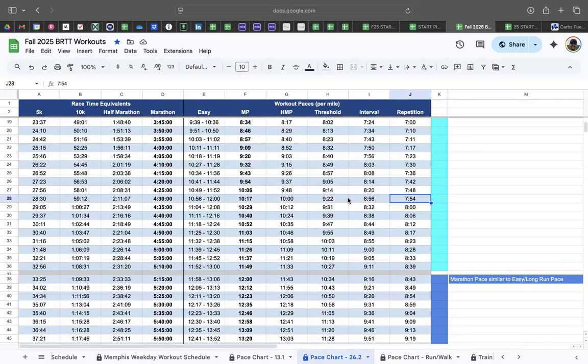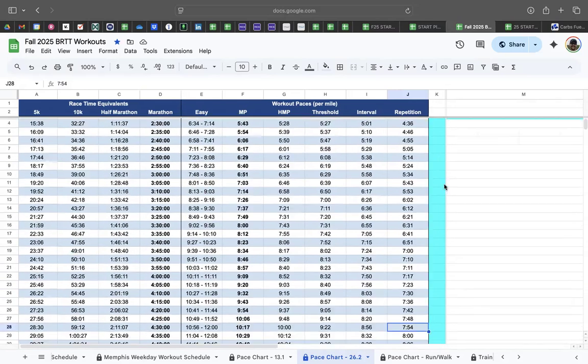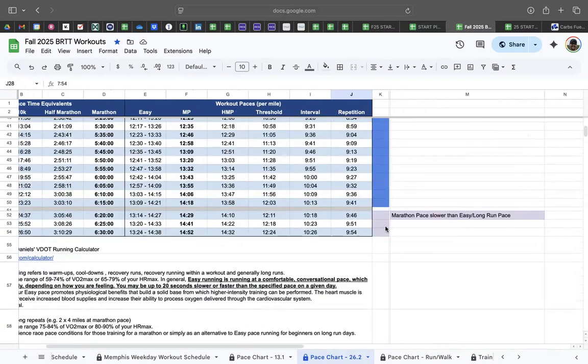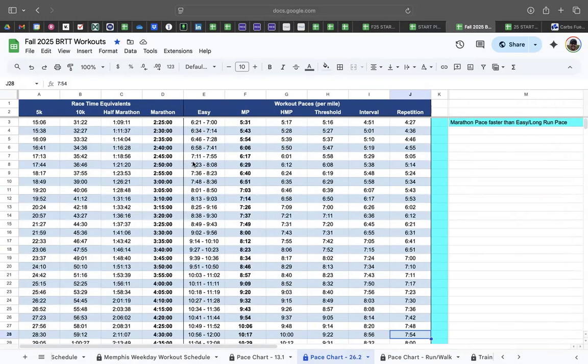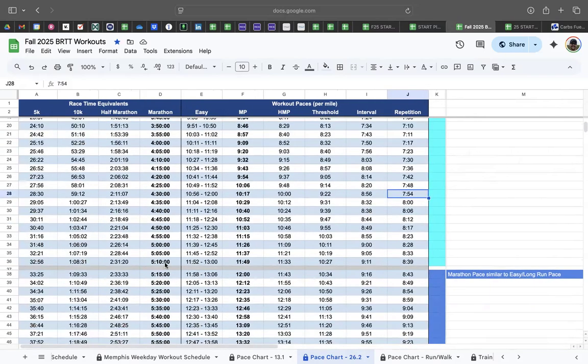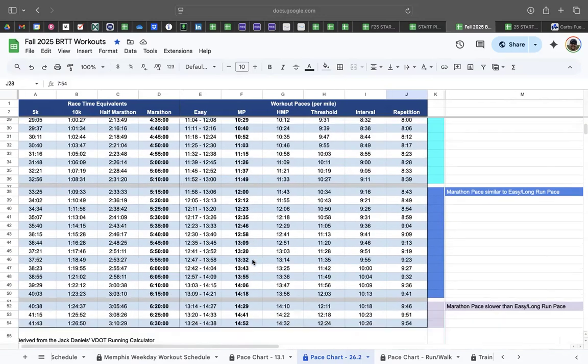You can use these as a tool to figure out what pace to be running at on different days. We've got different shades of blue highlighting, going into lavender here. And those talk about how your easy pace correlates to your marathon pace. So everything here faster than a 5:10 marathon, or a marathon pace of 11:49 per mile and faster, your marathon pace is faster than your easy pace. So your easy runs are going to be slower than your marathon race pace.